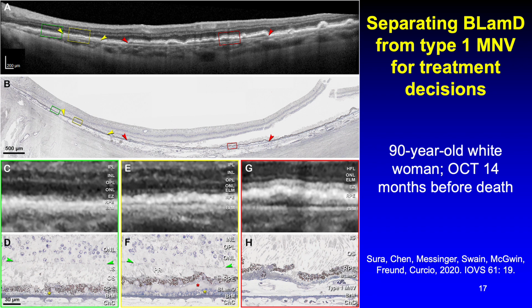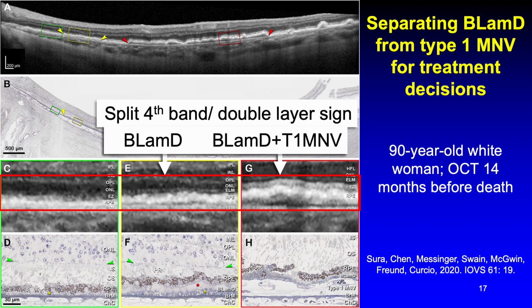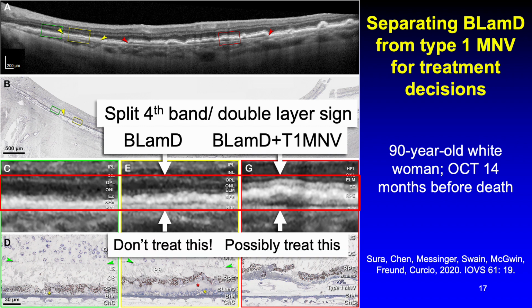We were fortunate to study the eye of a patient who had been seen clinically 14 months before death. The OCT scans show a split fourth band or shallow irregular RPE elevation called a SIRE. This is also called a double layer sign. And the histology showed that the hyporeflective band could correspond to either BLamD alone in panels E and F or type 1 neovascularization with BLamD in panels G and H. One might be treated on the right, and the one on the left would not be treated.